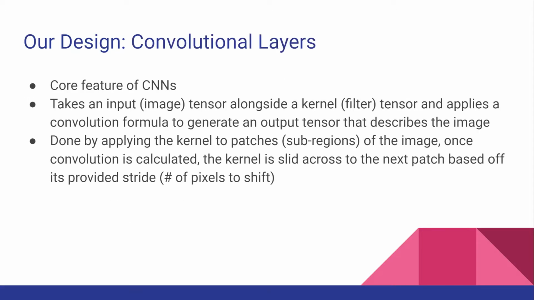In our design, we chose to use convolutional layers because they're a core feature of CNNs. Now, this convolutional layer works by basically taking an input tensor, which would be an image, alongside a kernel tensor, which is a filter, and then applies a convolution formula that generates an output tensor that can describe the image. This is done by applying the kernel to patches or subregions of the image, and once you calculate the convolution, you slide the kernel across to the next patch based off a provided stride, which would be the number of pixels to shift.